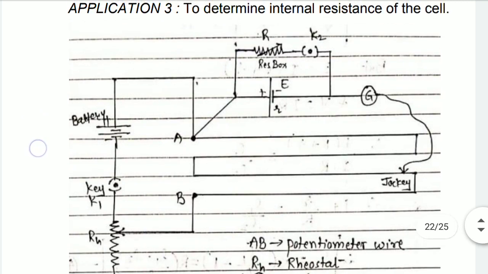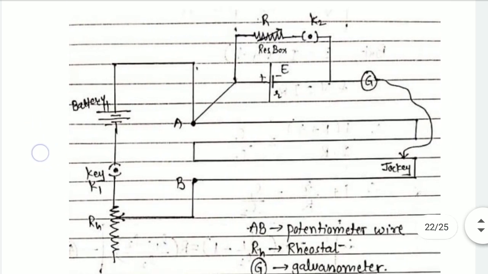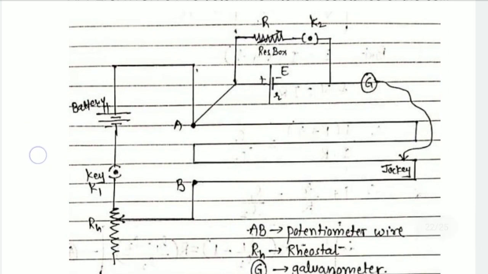Once I keep K2 in the off position, what I do is initially I put on key K1. It is always mandatory for us to put this key K1 on, and I keep K2 off. Then I touch my jockey once near point A, once near point B, and the galvanometer will give you both sided deflection. Then you tap your jockey on wire AB and try to find the balancing length. Maybe your balancing length comes somewhere at this point.